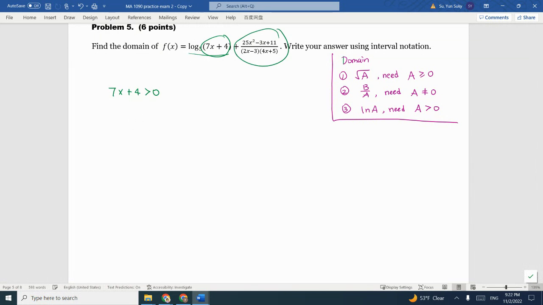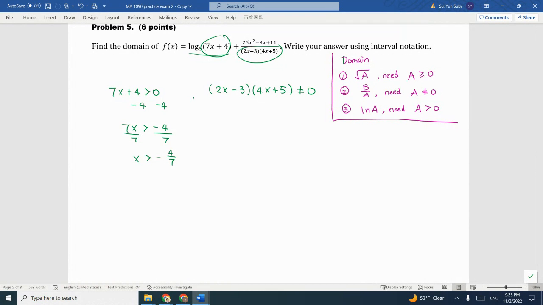Okay? Look at the second term. Do we have square roots? No, no square roots. But we have a fraction. So we need the denominator not equal to 0. So the denominator 2x minus 3 times 4x plus 5 is not equal to 0. Now solve for x. So subtract 4 on both sides. 7x is greater than minus 4. Both sides divided by 7. So x is greater than negative 4 over 7.